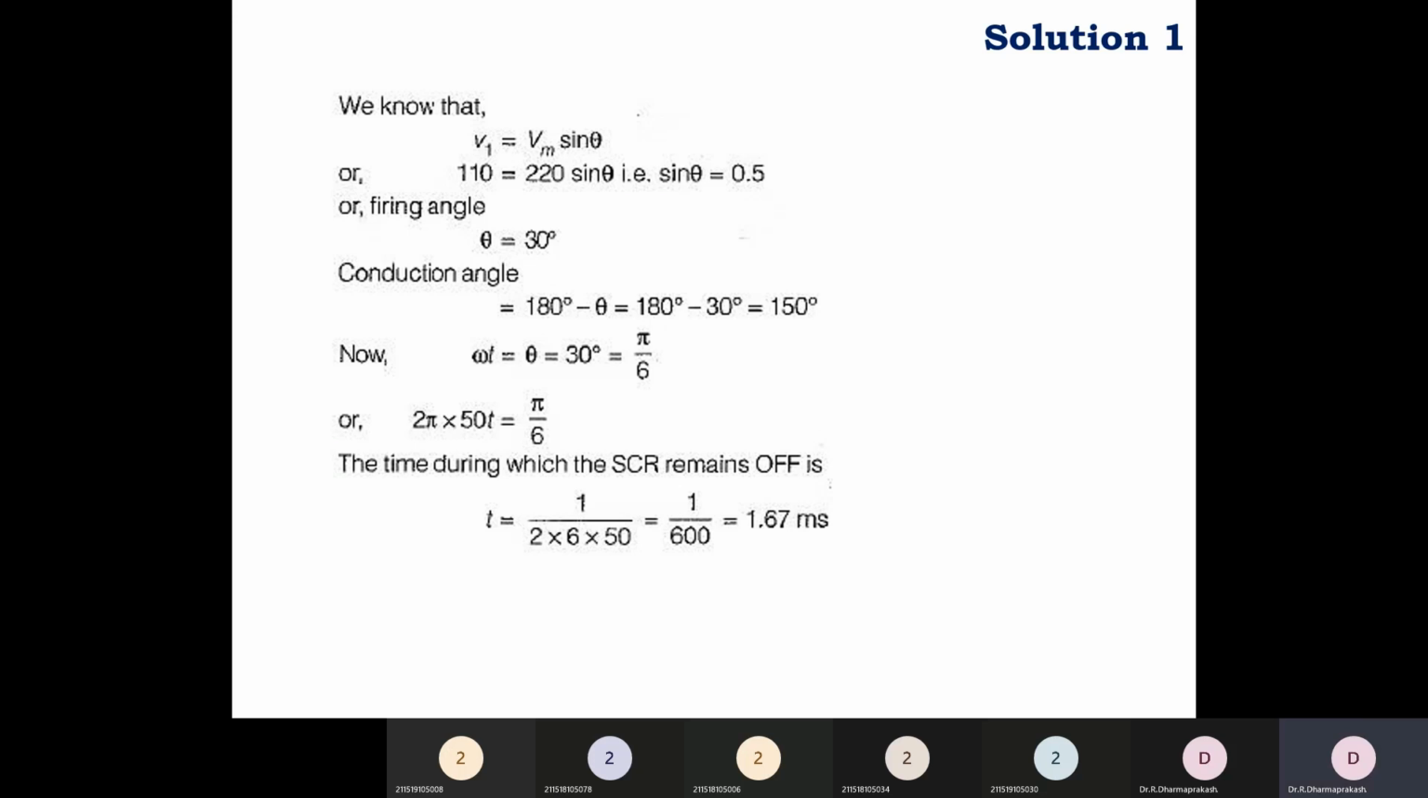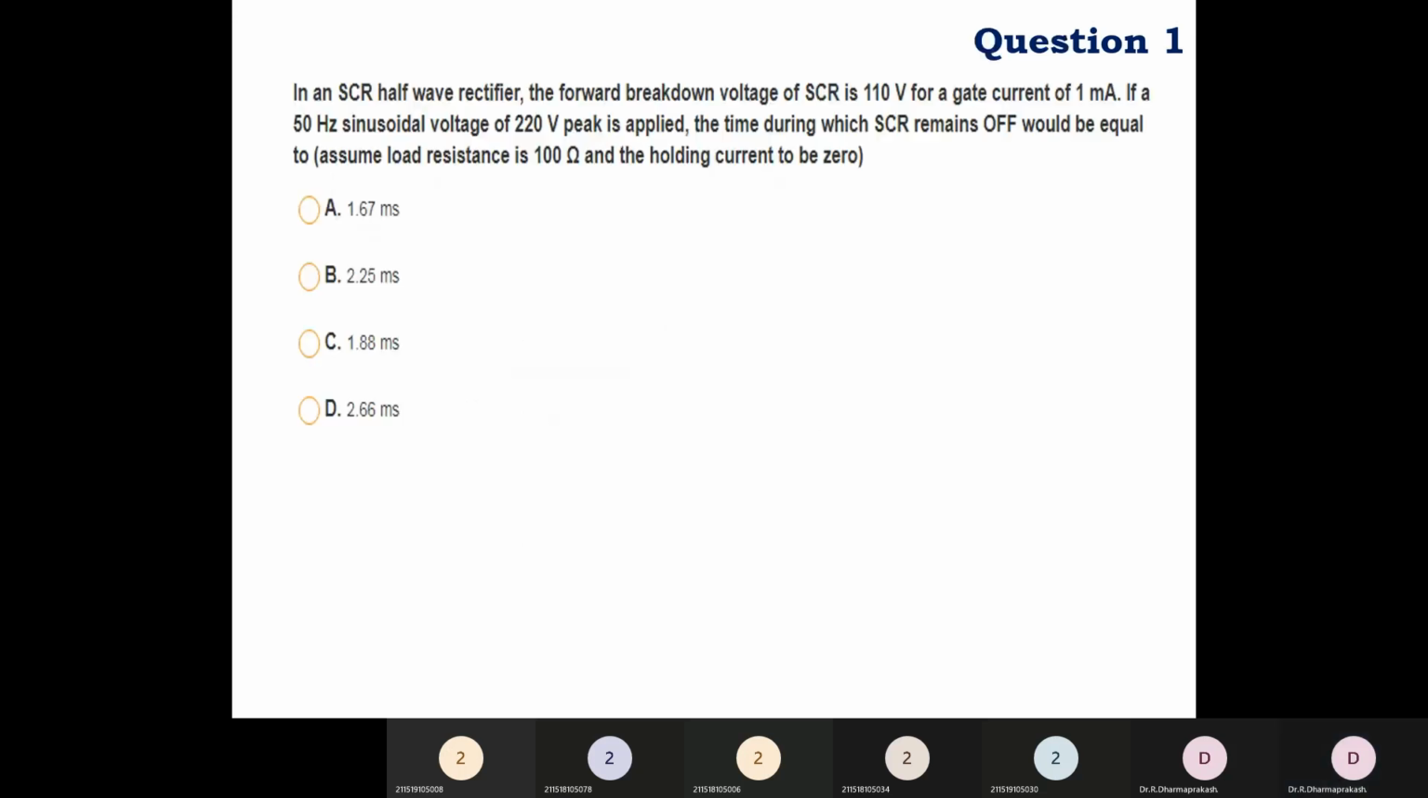So 2 pi into 50t is equal to pi by 6. The time during which the SCR remains off is 1 by, here 2 pi should come below, and 50. So 2 into 6 into 50, that is 1 by 600. Pi will get cancelled, so we will have 1.67 milliseconds. So for the first 0 to 1.67 milliseconds, this device is in off condition. After that, it is turned on, and for the remaining time it will be in on condition, right? So here the answer is 1.67 milliseconds. That is the first one.